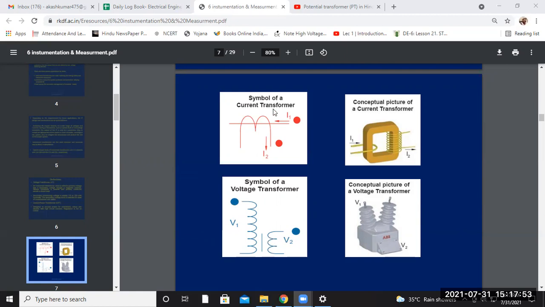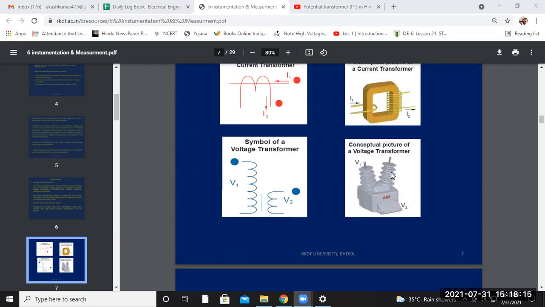So this is the circuit symbol, the dot symbol, for your current transformer, and this is the symbol for your voltage transformer. Okay. Now the conceptual picture of the current transformer is this. This is the primary number of turns, a small, lesser number of turns, and the secondary number of turns of the current transformer is higher.